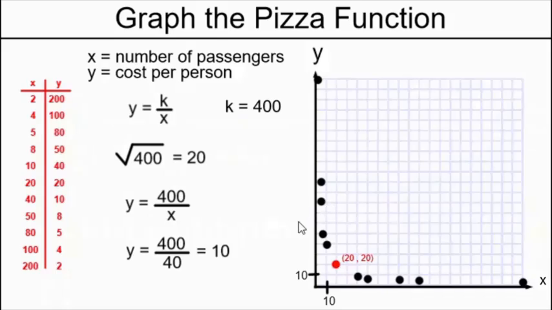So we can see by the shape of our curve that with the inverse function, the pizza function, our curve keeps on approaching both axes, but never actually touches them. This is an example of graphing the pizza function.